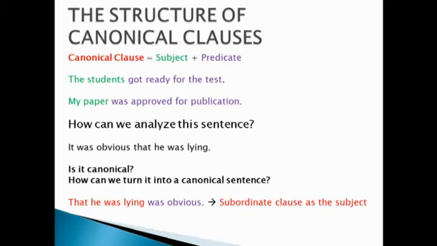Now, how can we analyze this sentence? "It was obvious that he was lying." Is it canonical? How can we turn it into canonical if it's not? Okay, so this is non-canonical. "It was obvious that he was lying" is not canonical because of the "that." That works as a coordinator. So how can we get rid of this "that"? Well, putting "that he was lying" in the position of the subject, and then we have "that he was lying was obvious." Now the subordinate clause is put as the subject of the clause.